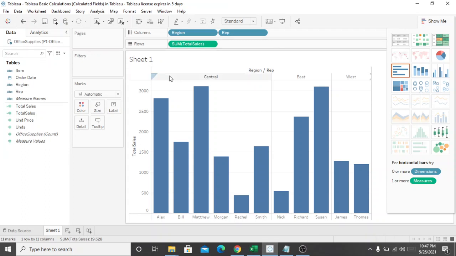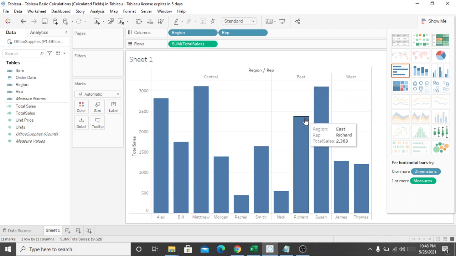Let's check who actually is the most. In the east region, Susan is on top, and in the central region Matthew is on top, because this is actually sales where the unit times price comes into the picture. So we could see the total sales over here. Alex comes second, and then in central Bill comes third, and Matthew is the top over here. So the picture is completely different, and in the east we can see Susan is the top.